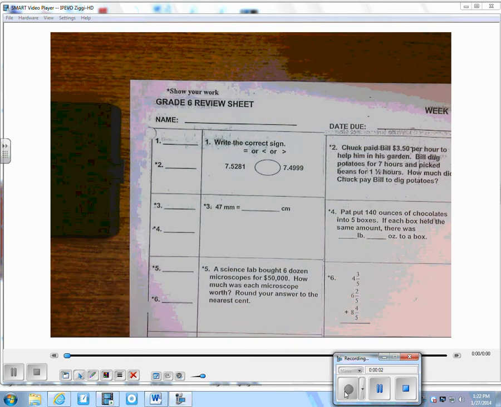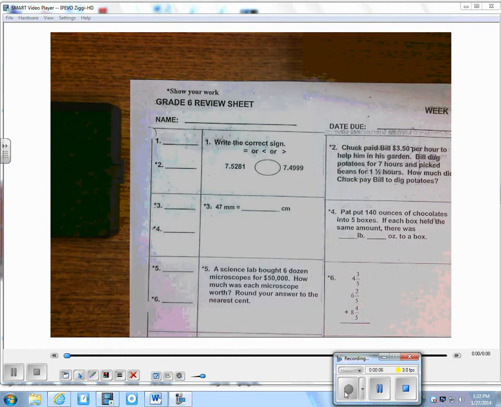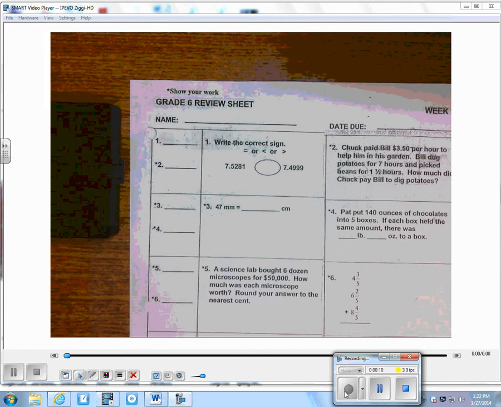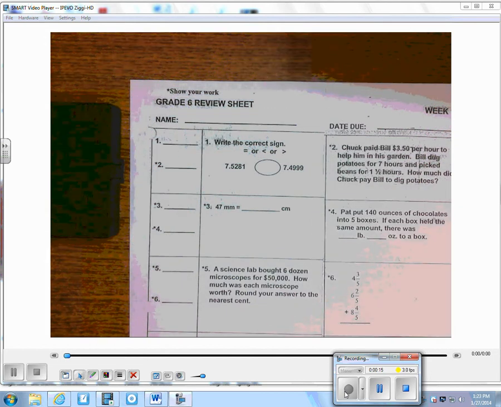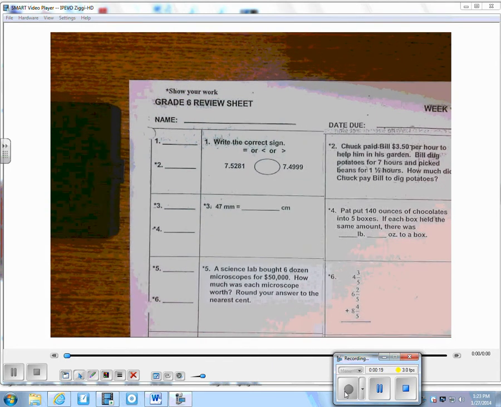Hi, this is the week 17 sixth grade math review sheet, hints for the first side. Number one says write the correct sign. Remember, when you're comparing whole numbers and decimals, you want to look at each place value at a time.